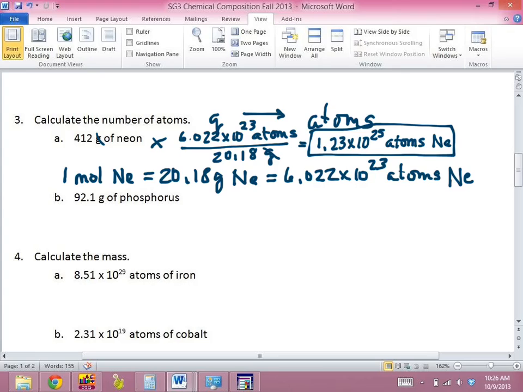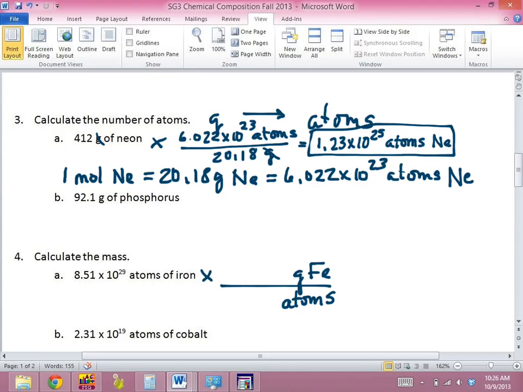I'm going to go ahead and do 4A also here. It says calculate the mass. The questions in number 4 are backwards of number 3. So here they're asking for mass, which in chemistry, if they don't tell you which unit, then assume gram. And they're giving you atoms. So atoms of iron, converting to grams of iron. Iron is Fe, and we're going to have atoms in the bottom.